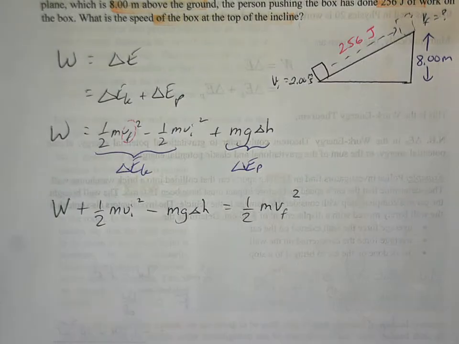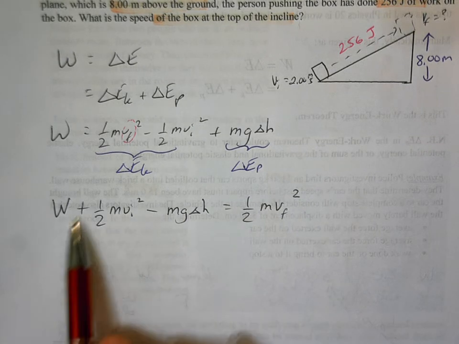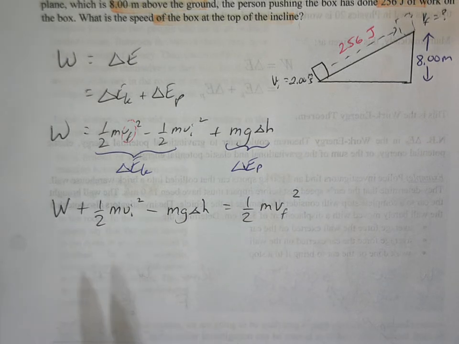Now some people might be tempted to cancel out mass. Careful. Yes, there's a mass term here, here, and here, but this doesn't have a mass term on it. You cannot cancel a term unless it's present in every single term. So we can't do that, unfortunately, in this case.